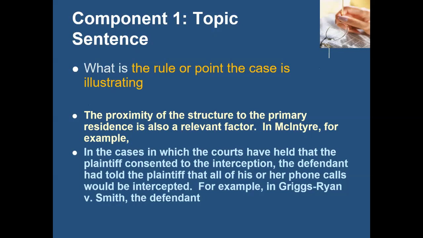And the next example, in the cases in which the courts have held that the plaintiff consented to the interception, the defendant had told the plaintiff that all of his or her phone calls would be intercepted. For example, here, once again, I already know what this case is about without even getting into the case. That is the power of a good topic sentence.